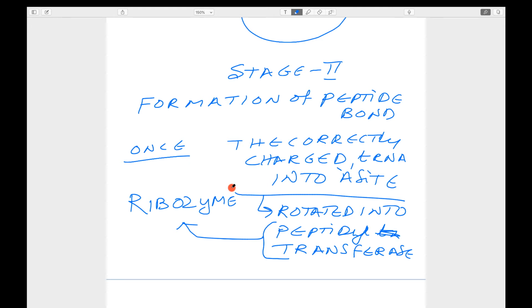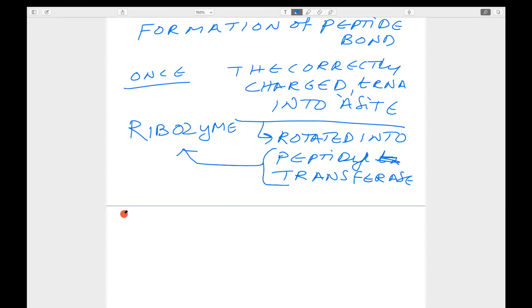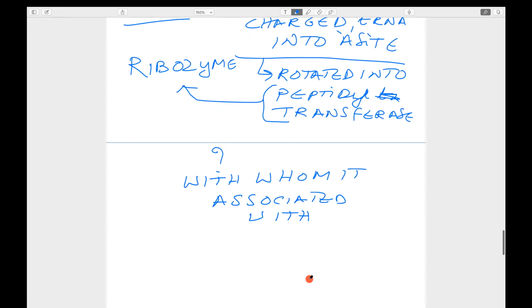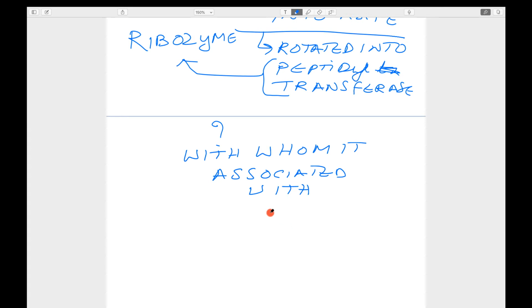It is a ribozyme. With whom is this ribozyme associated? It is associated with the 50S ribosome. It is associated with the 50S ribosomal subunit.